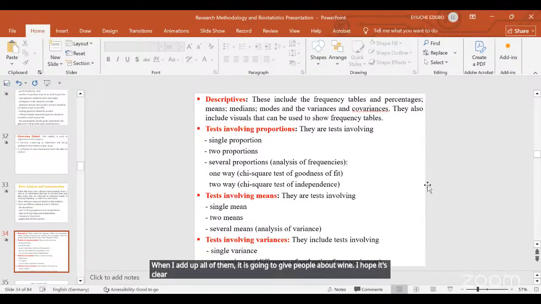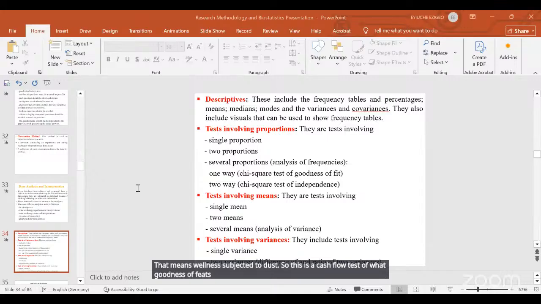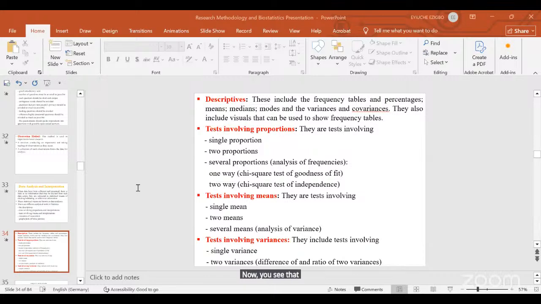Now, my question is, even though they are not the same, I want to test to see if the differences in them came as a result of chance, or if it really means that in that population the proportions are not the same. I hope it's clear. It is when we subject it to a test. So this is a chi-square test of what? Goodness of fit.